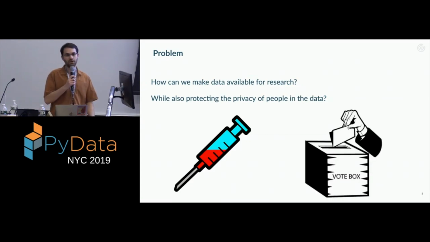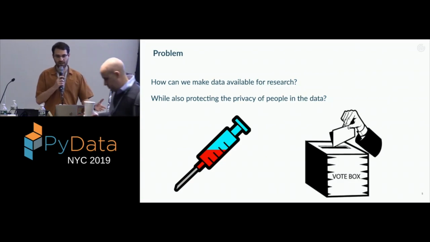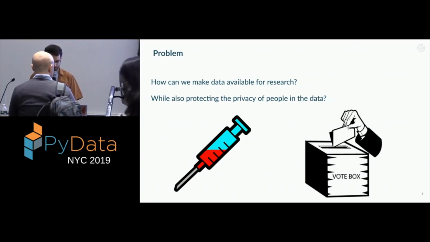Or similarly, maybe you do a study where you're surveying people about who they plan to vote for. And again, that could be very valuable for political science research, but people might not want their voting intentions to just be out there for anyone to see. So how can we take this kind of data, make it available for research, but also protect the privacy of the individuals whose data appear in the original data?